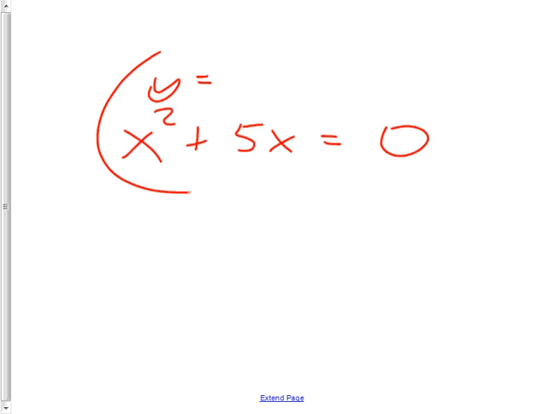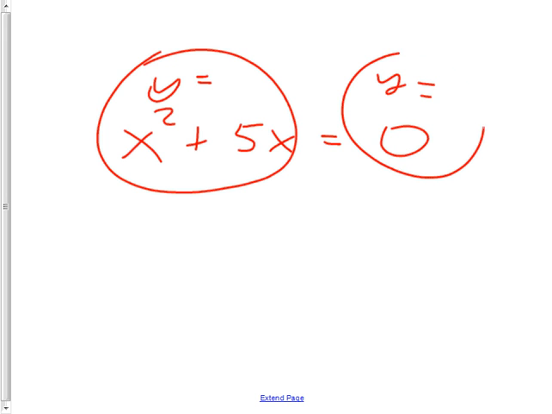Or, if the equation's set equal to 0, then you can do the whole graph and find the zeros. I personally like the intersect one, because it'll always work. Always, always. Graph this, graph that, see where they intersect.